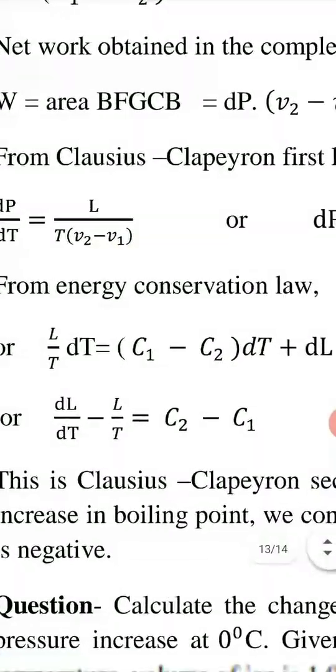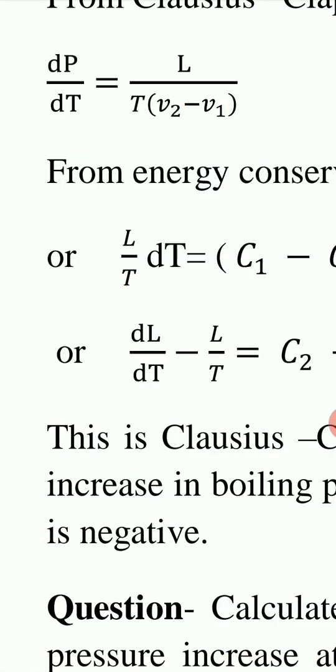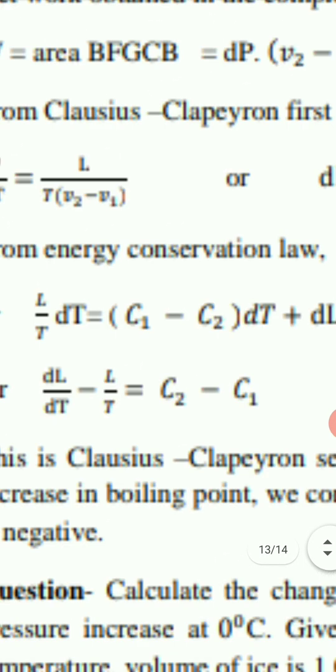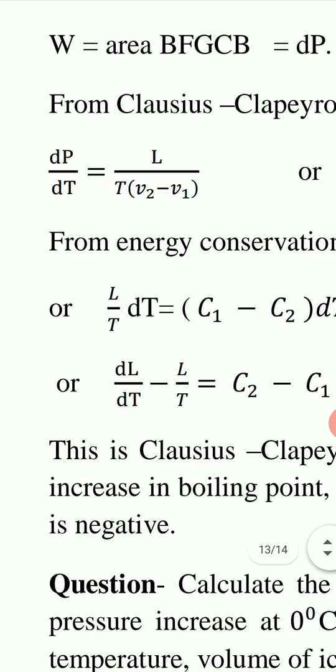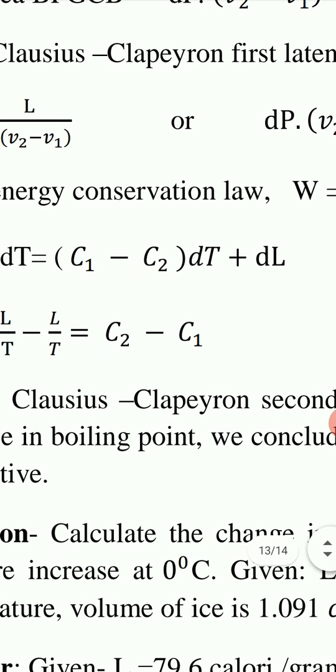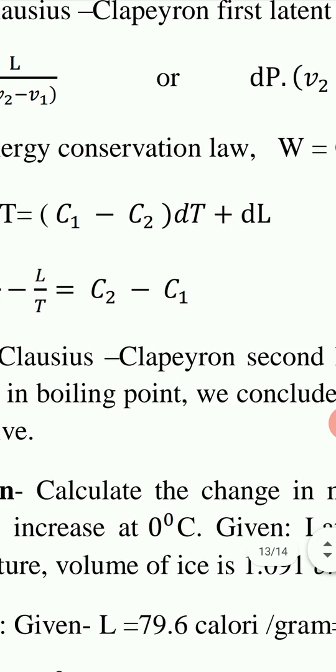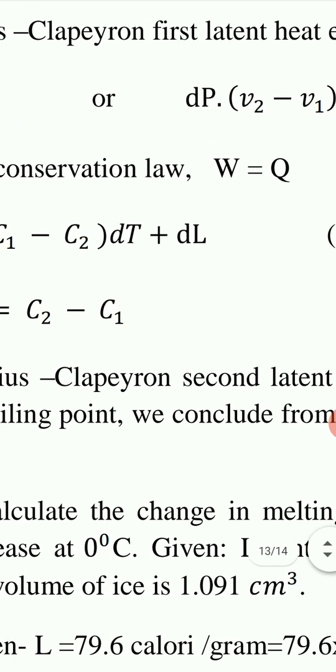Now from Clausius Clapeyron first latent heat equation, which was dP upon dt equal to L upon T into V2 minus V1, we take V2 minus V1 to left hand side, so that dP into V2 minus V1 equal to L upon T dt. And dP into V2 minus V1, which is work done, it will be equal to the net heat absorbed by the substance.